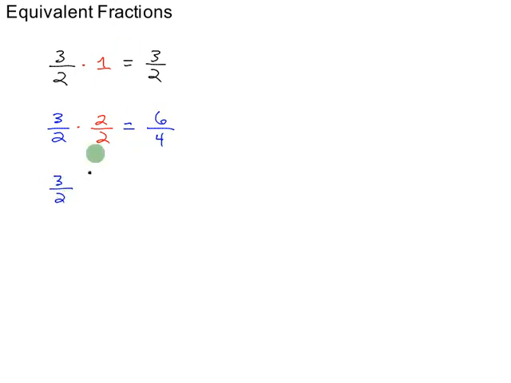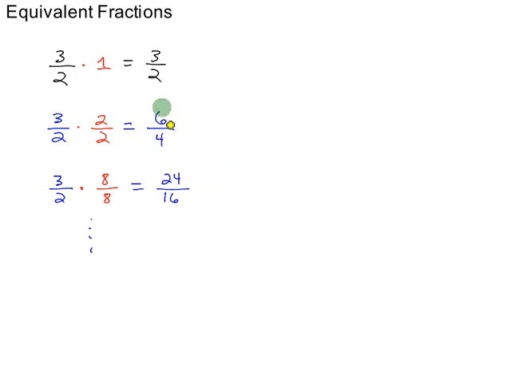I could take 3 halves times 8 over 8. That is also equal to 1. And on top I get 24. On bottom I get 16. That is also equal to 3 halves. And I could do this all day long, right? So each of these fractions is equal to 3 halves. So you can start to see when you do this, the denominator is going to be 2 times something every time, right? And the numerator is going to be 3 times something, okay? So just something to keep in mind there.